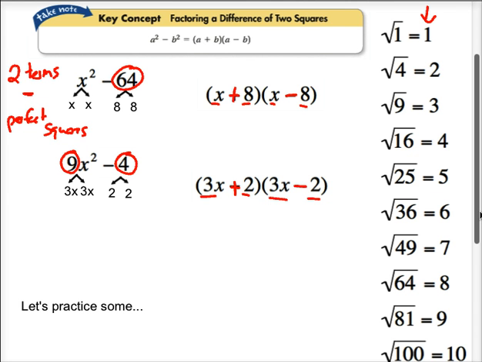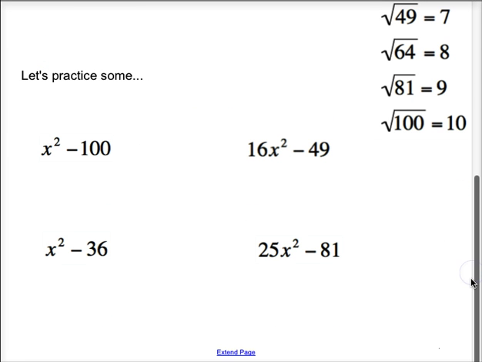So it's super easy. When I ask you to do it in isolation, you guys are rock stars at it. However, when you have to do it in the middle of other problems, then you start forgetting it. So again, please remember that setup. Two terms, subtracting, and you're talking about these special numbers. Okay? So let's get some practice with this.